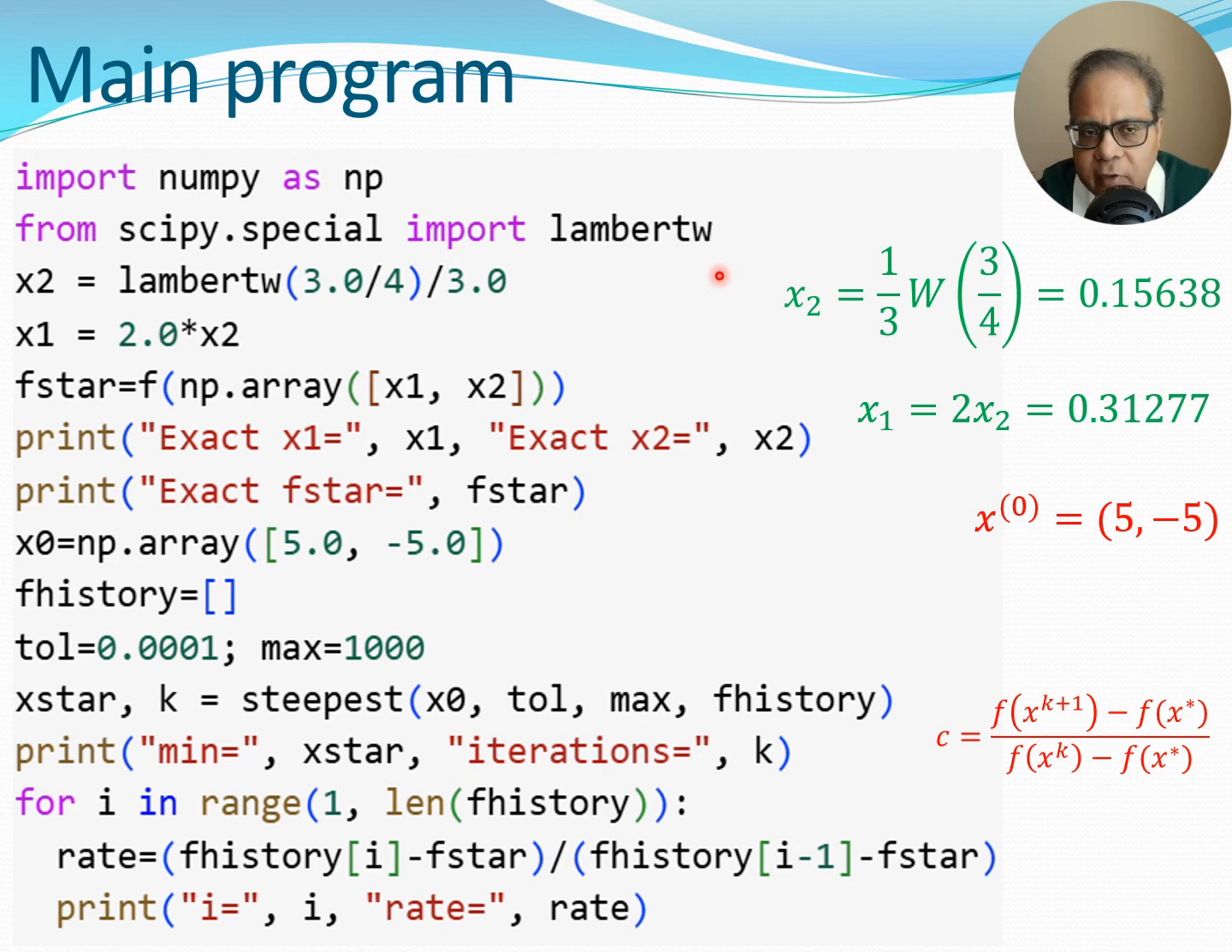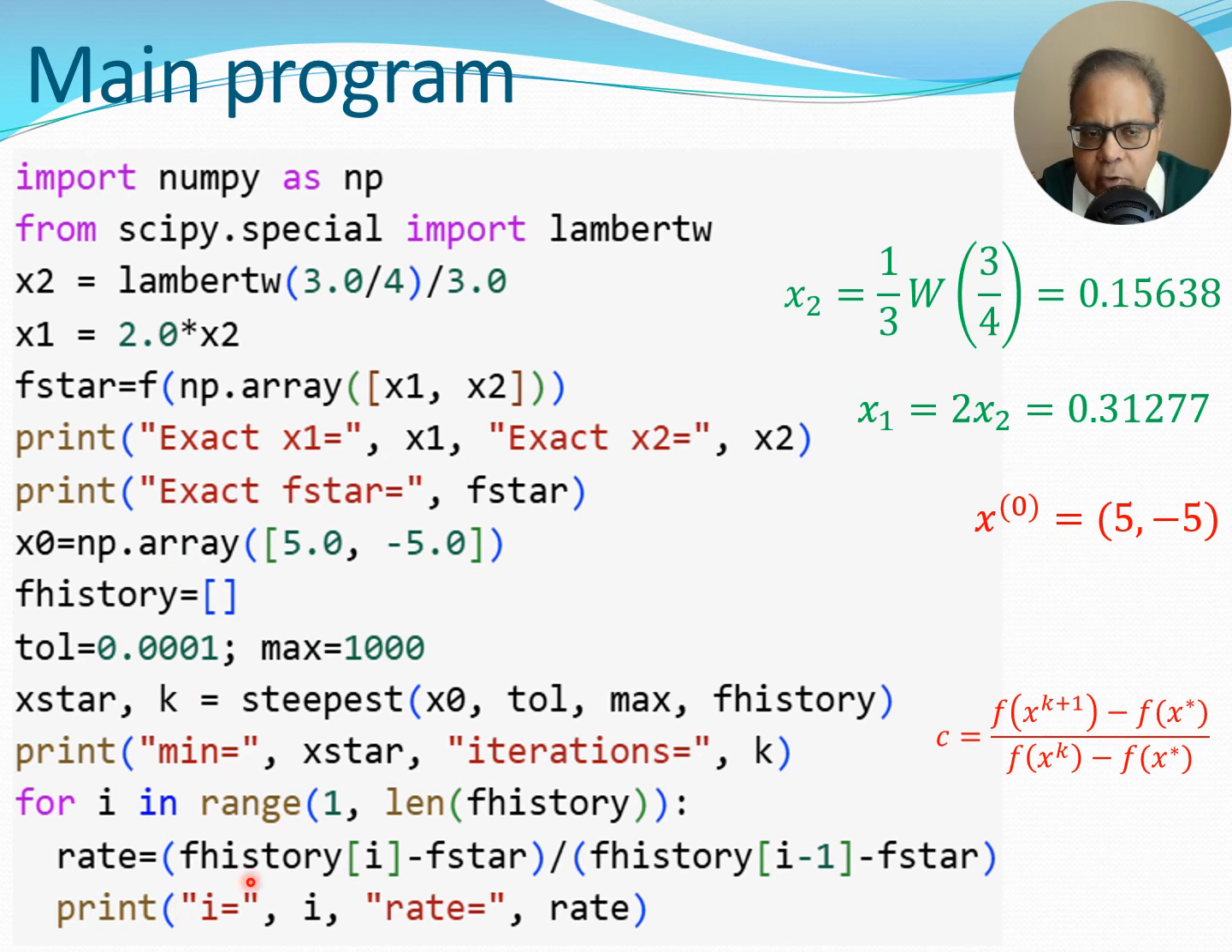Now fortunately in Python, I have a particular resource or library called scipy, and if I bring in scipy.special, which gives me some special functions, I can import Lambert W there, and then I can immediately write x2 as Lambert W of 3/4 divided by 3, which is this here, and x1 is 2 x2, and I can then calculate f star using f and sending into f this particular vector. So that's going to give me the particular value. Now I'm going to print this exact solution here, exact x1, exact x2, and exact f star.